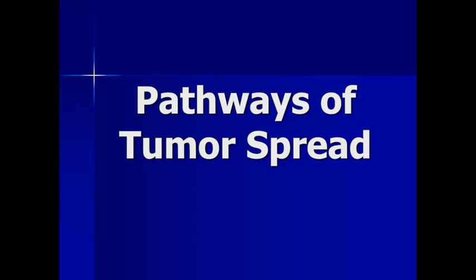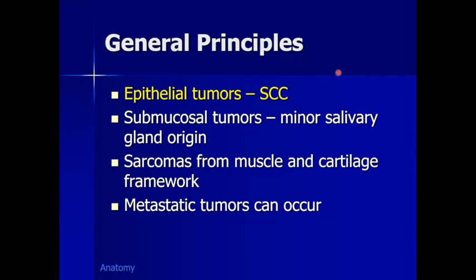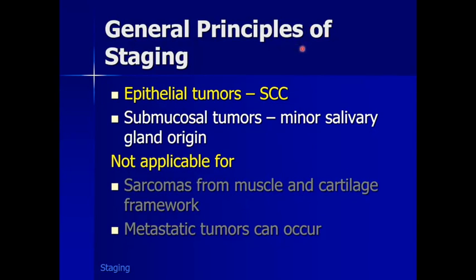So now I want to talk a little bit about pathways of tumor spread. It's important to understand that the majority of the tumors of the larynx are squamous cell carcinomas, so that's what I'm going to emphasize in this talk. But you can have submucosal tumors, with minor salivary gland origin tumors being the most common of the submucosal tumors. Far less common are sarcomas of the muscle and the cartilage framework, and even far less common are metastatic tumors. So remember, when you're talking about staging of laryngeal tumors, it only applies to squamous cell and minor salivary gland tumors. The sarcomas and metastatic tumors are not included in the staging system.